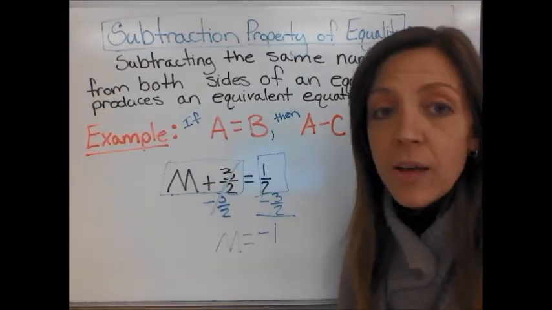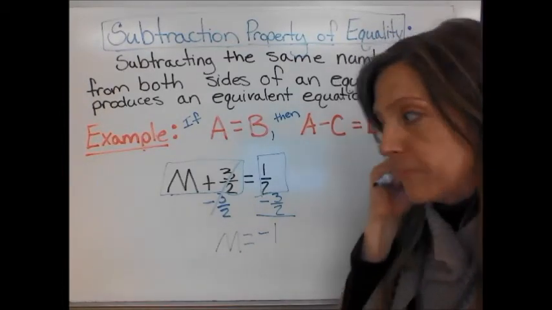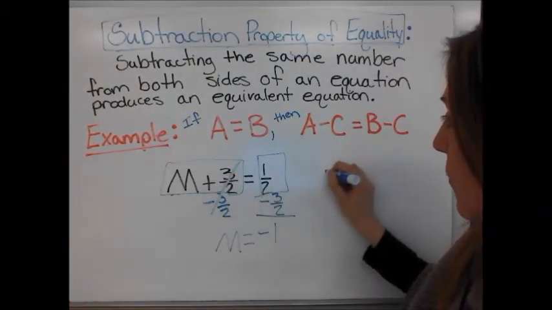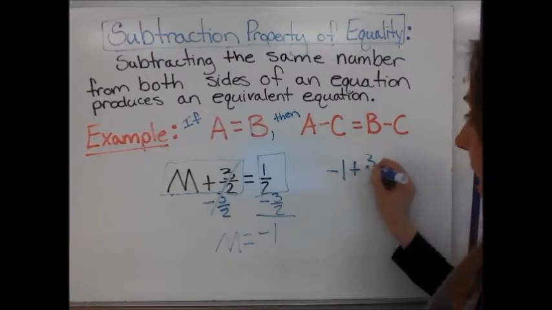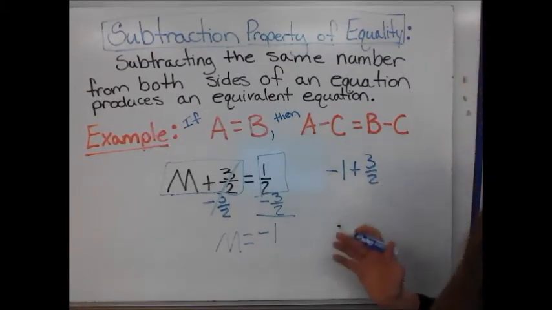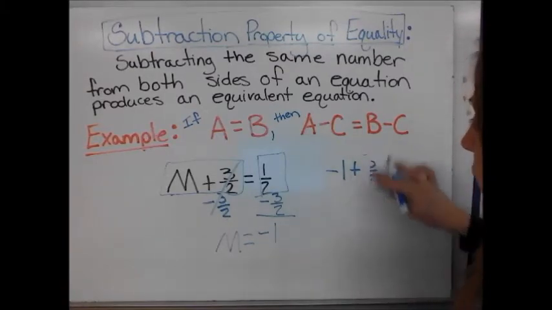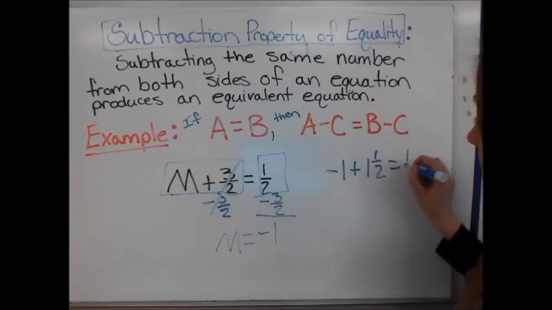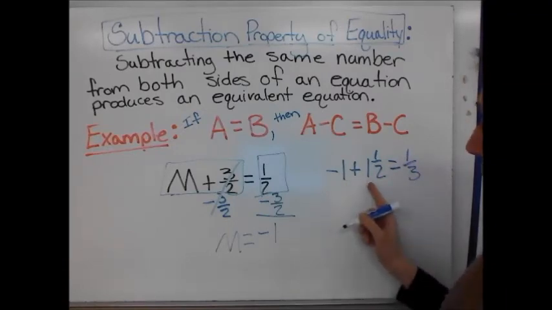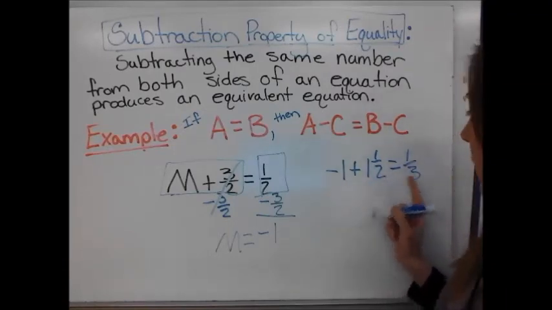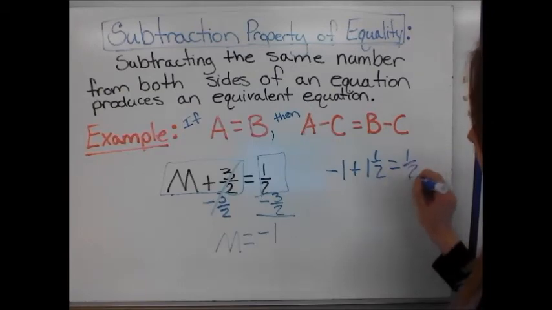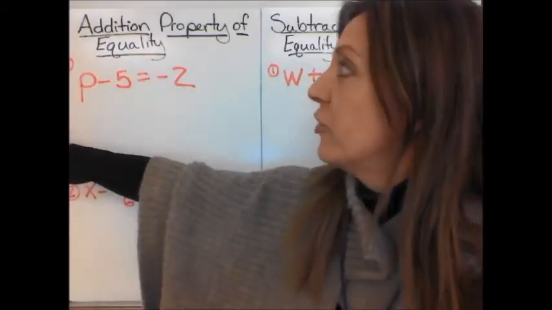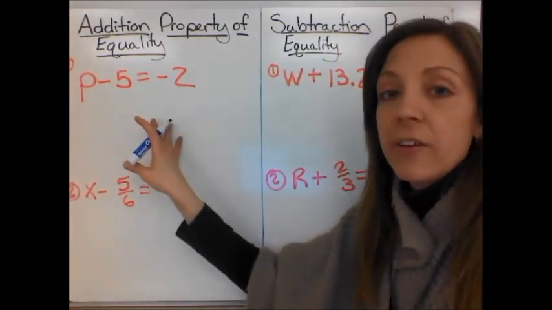-1. Well, let me try that out and see if it works. Always want to check it. I'm going to plug in -1 for m. -1 plus 3/2, which is the same as 1 1/2. So I'm going to go ahead and change this to 1 1/2, because 3 divided by 2 is 1 with a half left over, equals 1/2. Well, -1 plus 1 will just cancel out, and the half will be the only thing that's left, and that should be 1/2. So it's correct. It checks. Let's try the addition property of equality right here.